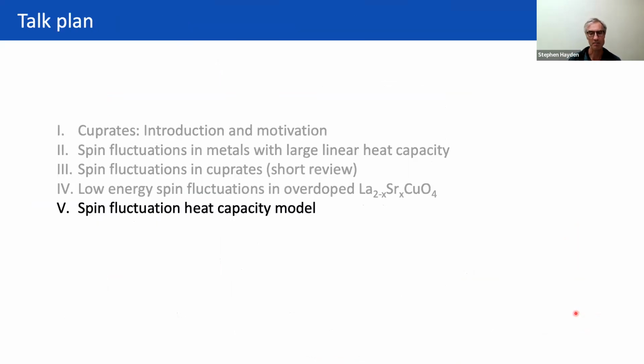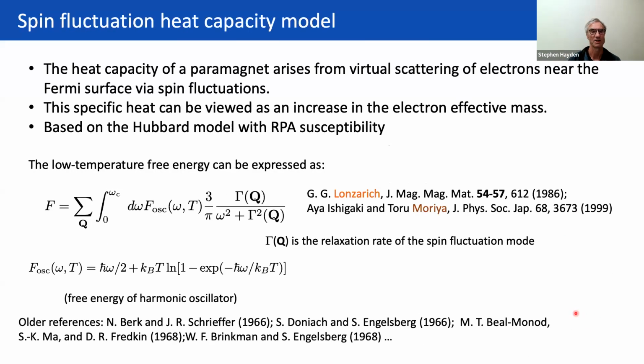So finally, a bit of Löhneysen-esque work: a spin fluctuation heat capacity model. What we've done is use the simple paramagnon theory to estimate what the specific heat would be for these overdamped excitations.